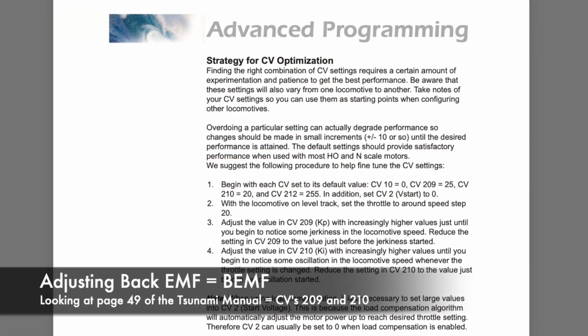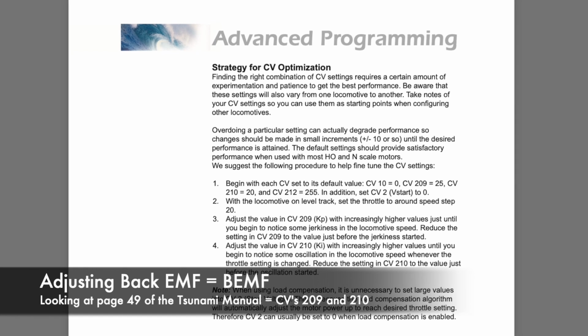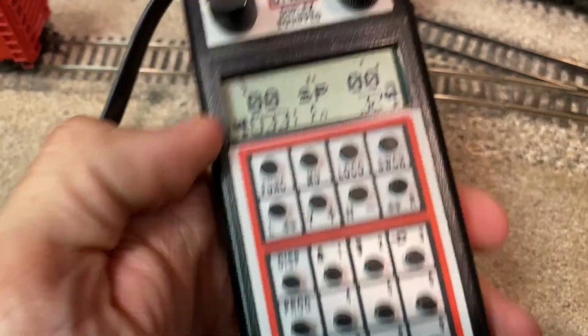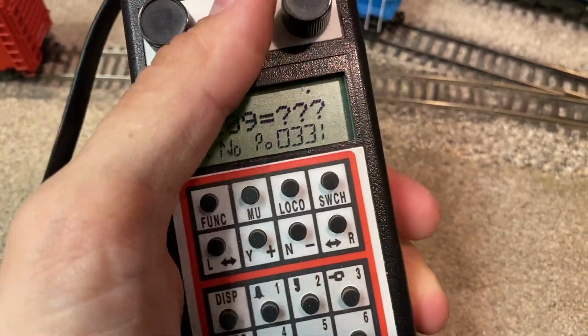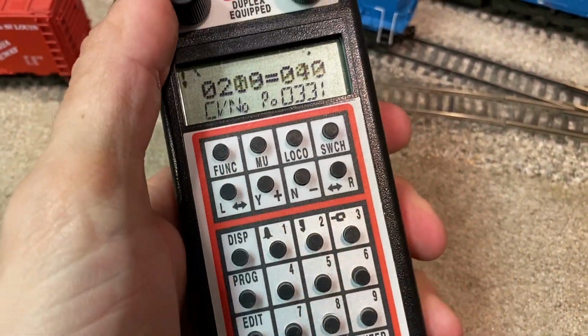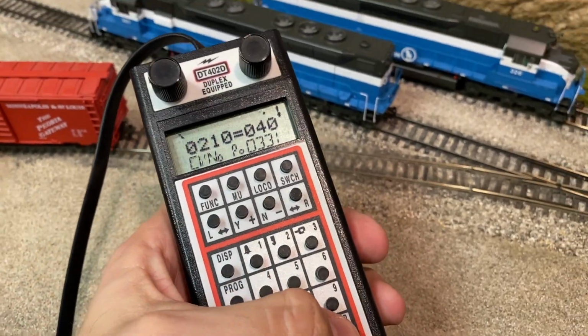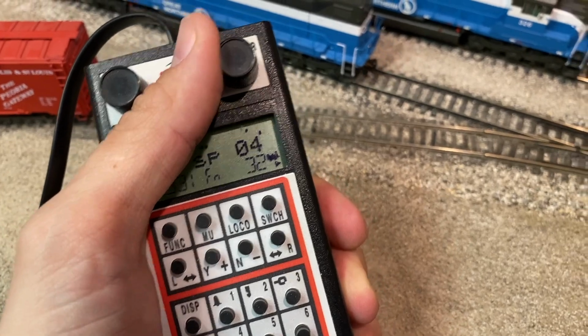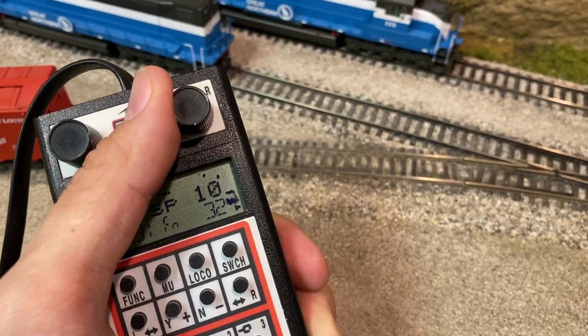As it doesn't appear we eradicated the issue, I end up moving on to the back EMF by adjusting CVs 209 and 210 per the Tsunami manual. Now 209's default value is 25, I upped it to 40, and 210, I did the same thing, went from 20 up to 40. Ended up testing out the locomotives and see how they ran independently. Seems like they ran okay.